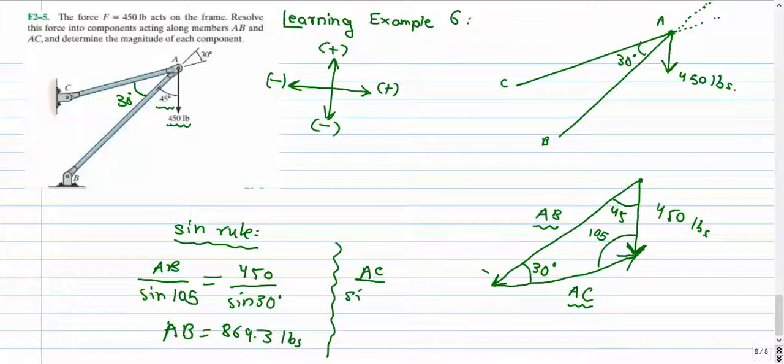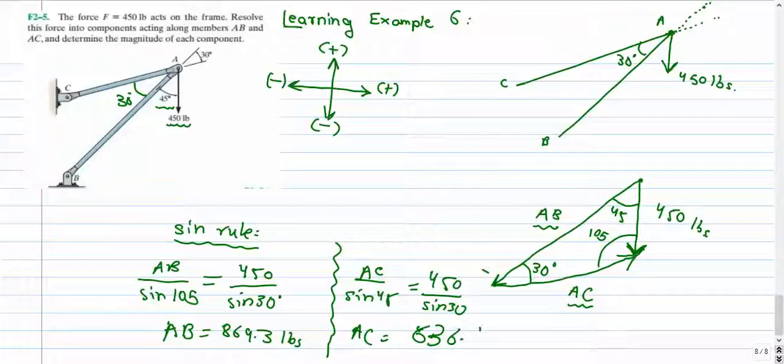Applying the sine rule for the other component, AC over sine of 45 is equal to 450 over sine of 30 degrees. The answer that we get for AC is 636.4 pounds. So this is the simple and easy procedure for this question.